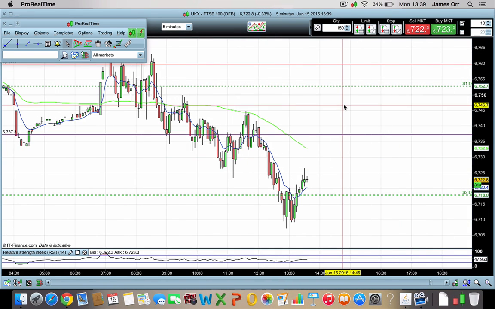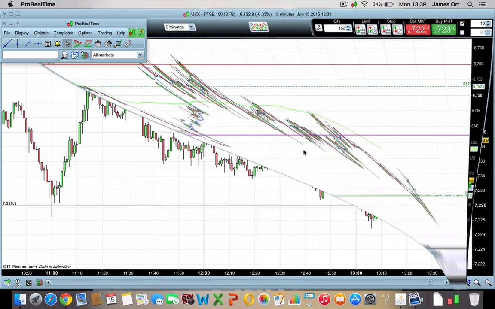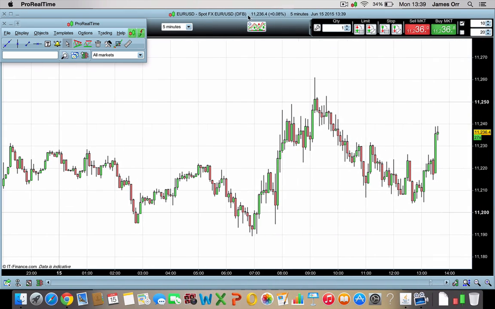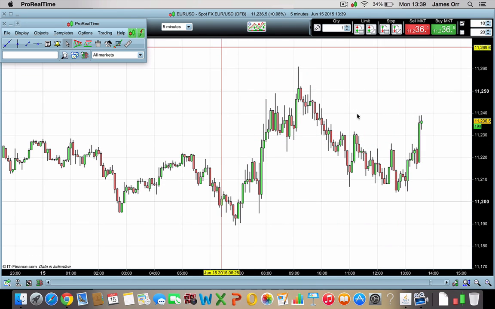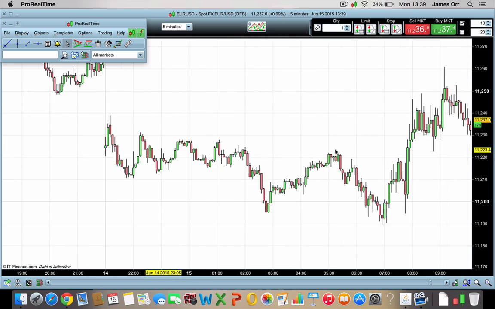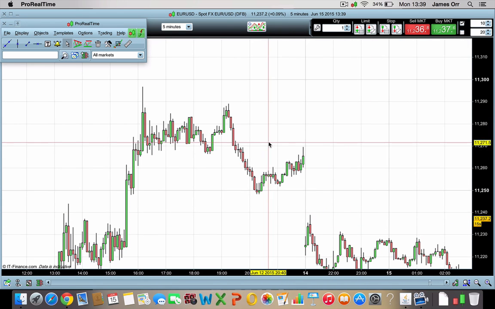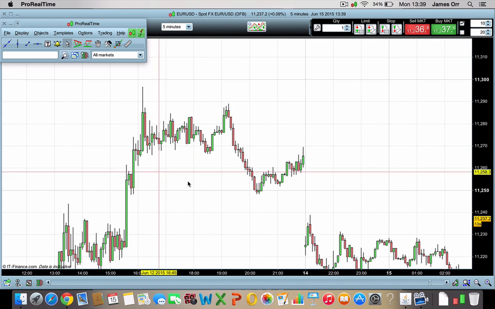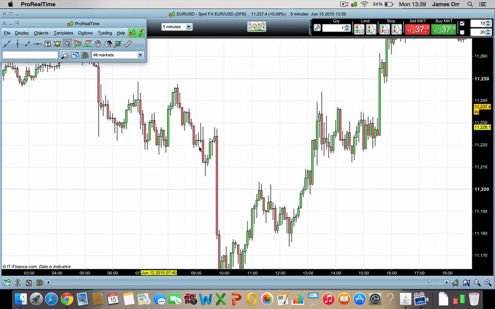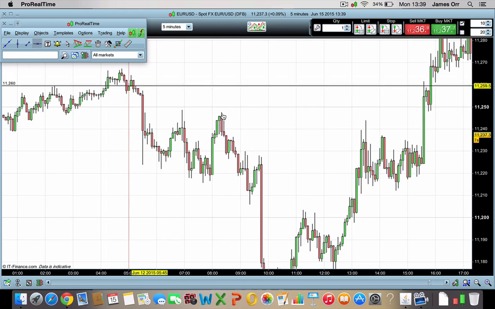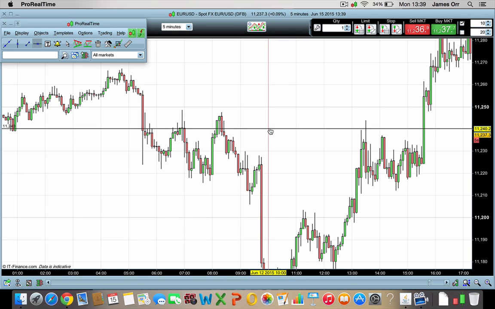Let's see. Sorry, this is the FTSE. Okay, Euro US dollar. Okay, so this is today's price action on the 5-minute time frame. So you're just doing the exact same. You're just going to the previous days, which on this occasion is the Friday. So this is the Friday. You're just picking out the major zones where the market has turned around.